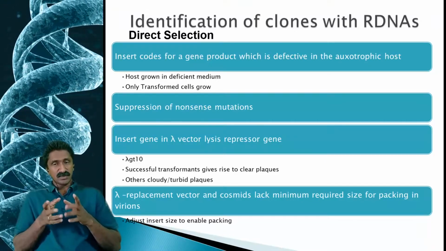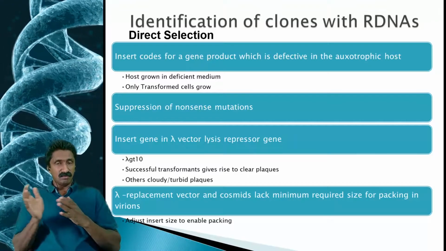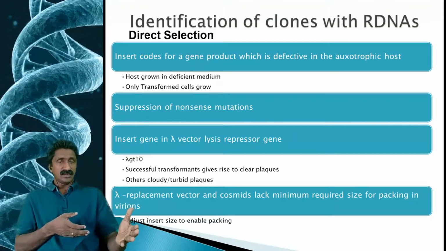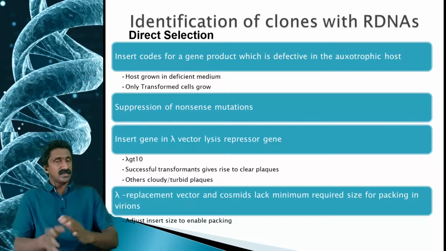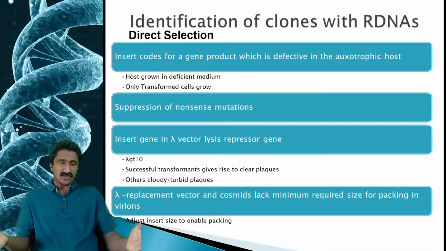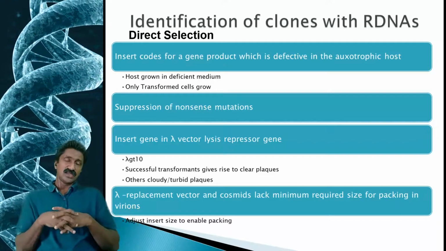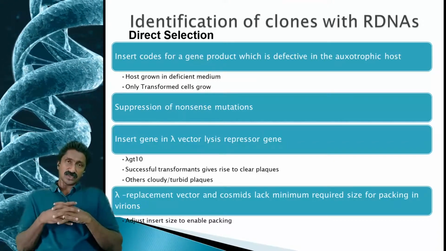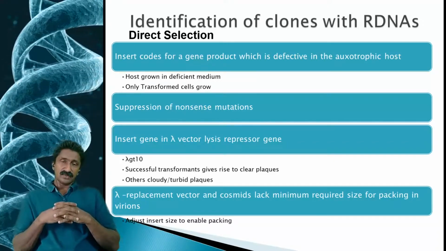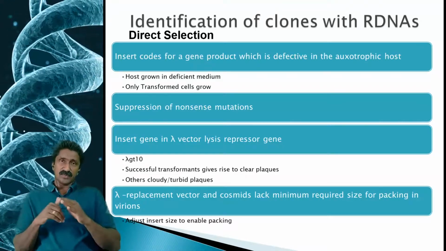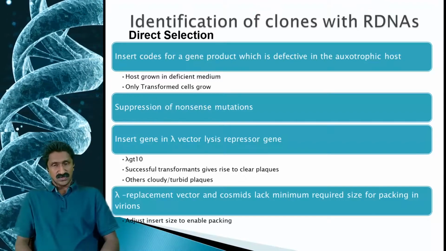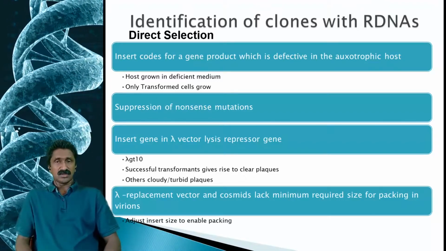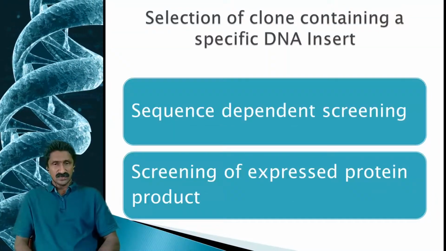So the lambda replacement vector alone will have a size which cannot be directly packed. If the vector is incorporated with the rDNA, its size increases and thereby reaches the minimum required size for phage head packing, and it will be packed and can be used for transforming the host cells. So this is another method of direct selection.